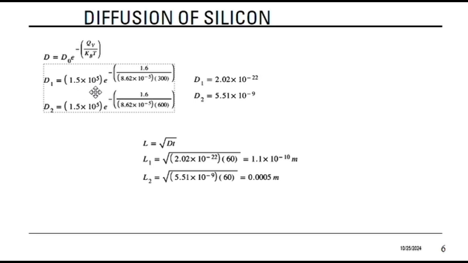1.5 times 10 to the 5th, and you plug the rest in. D1 and D2. The only difference is, as you see, the temperature of D1 is 300, the temperature of D2 is 600. Which will lead you to these two answers. D1, which has 300 Kelvin, is 2.02 times 10 to the negative 22, and D2, which has 600 Kelvin, is 5.51 times 10 to the negative 9 power.